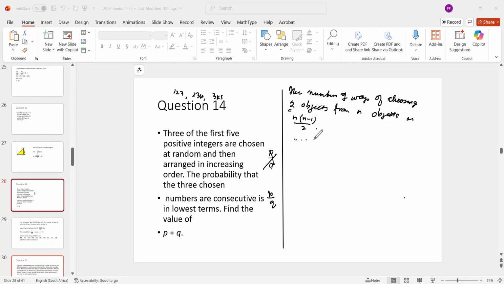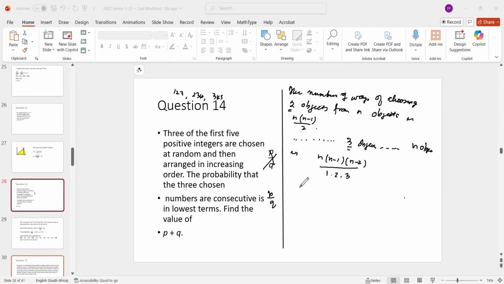The same thing, the number of ways of choosing 3 objects from n objects. Just change the 2 to 3. Leave n the same. It is n into n minus 1 times n minus 2. You have 3 factors, 1 times 2 times 3. So for 3 objects, at the bottom you put 1, 2, 3. At the top, you start from n and you reduce.